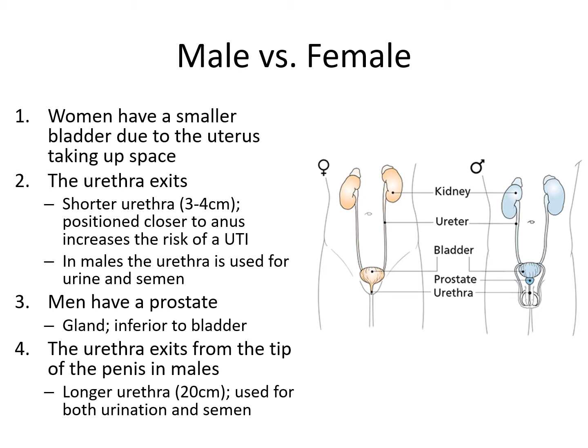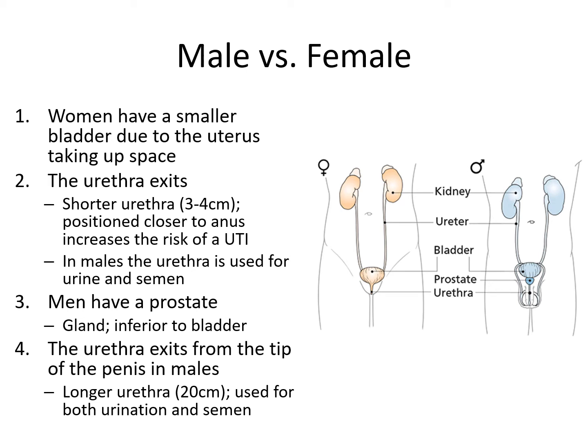When it comes to males, the urethra is used in 2 instances: 1 for urinating and 2 for the ejection of semen for reproductive purposes. That is due to the presence of a penis. Another difference that males and females have is that men have a prostate, which is going to surround the urethra just inferior to the bladder.